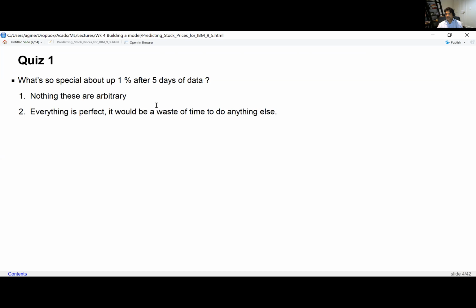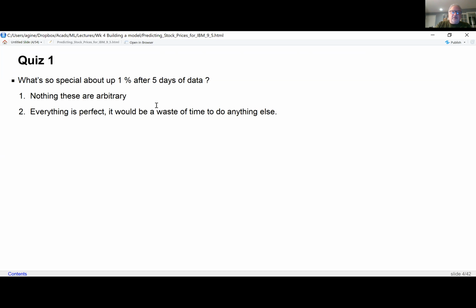Absolutely. There's nothing particularly special, but you have to pick something. We'll see. I don't want to say, but this 1% is certainly not a 3 standard deviation move or anything like it.